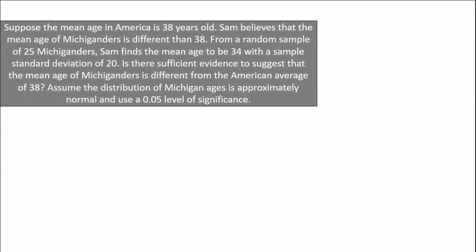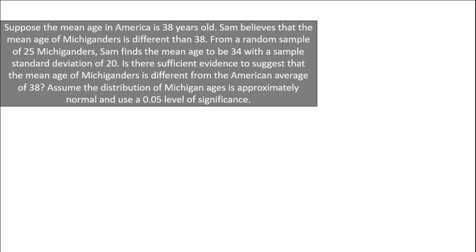Suppose the mean age in America is 38 years old. Sam believes that the mean age of Michiganders is different from 38. From a random sample of 25 Michiganders, Sam finds the mean age to be 34, with a sample standard deviation of 20. Is there sufficient evidence to suggest that the mean age of Michiganders is different from the American average of 38? Assume that the distribution of Michigan ages is approximately normal, and use a 0.05 level of significance.